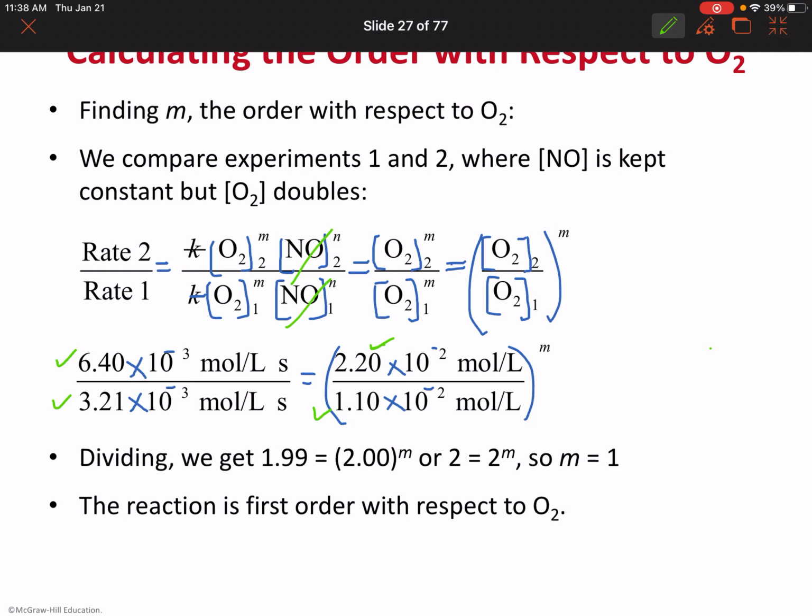So now you do the math part. 6.40 over 3.21 is 1.99, and 2.20 over 1.10 is 2. So 1.99 is almost like 2. So 2 equals 2 raised to the power m. So m equals 1. Anything raised to the power 1 is the same number, right? So m equals 1. So the reaction is first order with respect to oxygen.